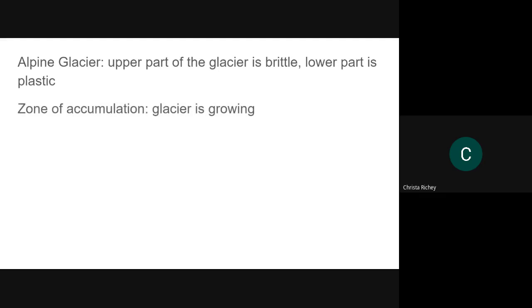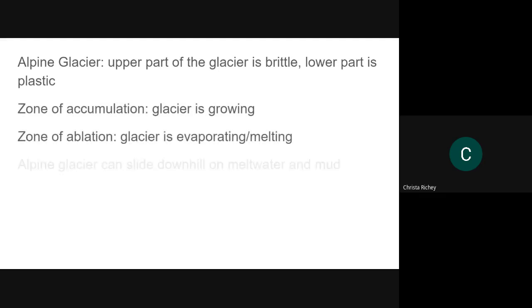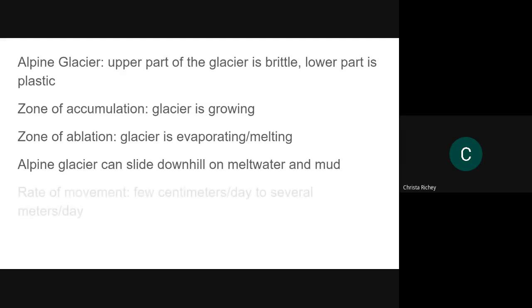Specifically with alpine glaciers, there's a couple of different terms. They do move downhill from higher to lower elevation, just like a river, from their own weight. But the top part of an alpine glacier is extremely fragile. The lower part is the part that moves. The upper part, it'll crack and break and fracture.